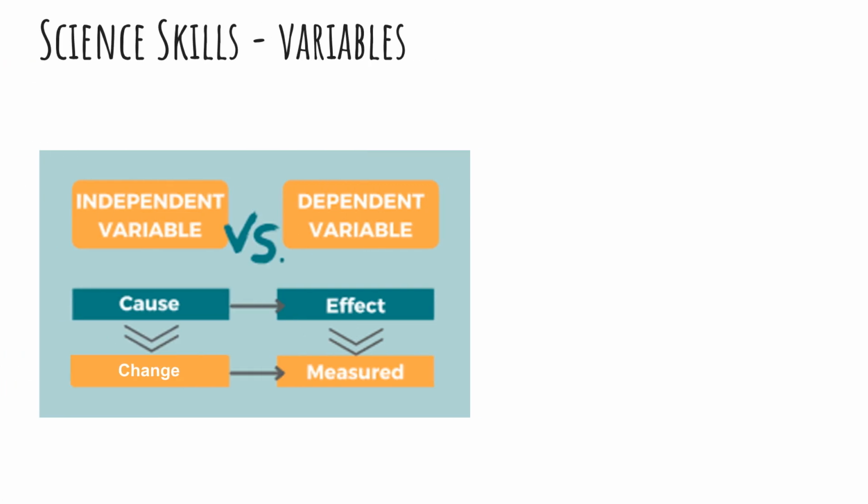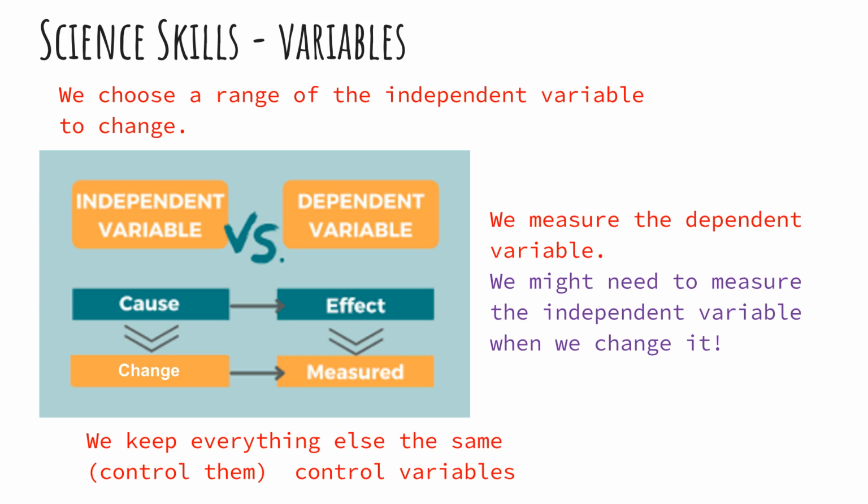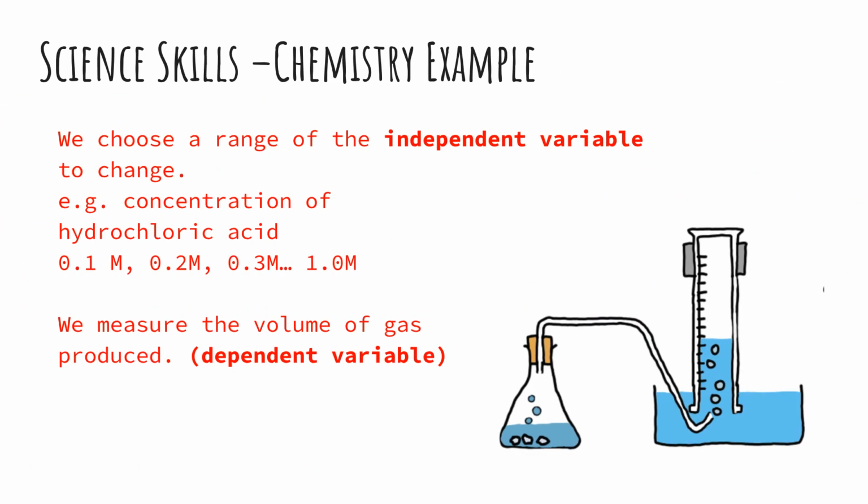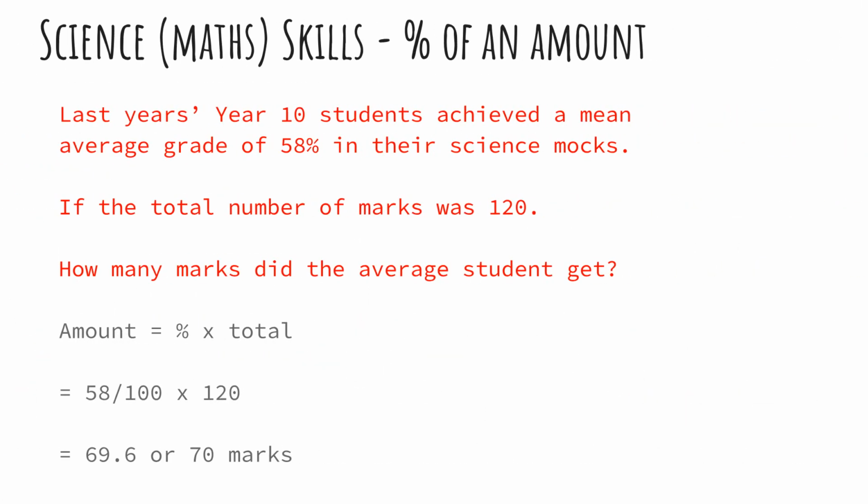In science, variables are categorized as independent, dependent, and control. We change the independent variable, measure the dependent variable, and keep control variables constant. For example, in a chemistry experiment, the independent variable might be the concentration of hydrochloric acid, and the dependent variable is the volume of gas produced. To calculate the percentage of an amount, multiply the total amount by the percentage divided by 100. This is a crucial math skill for science calculations.